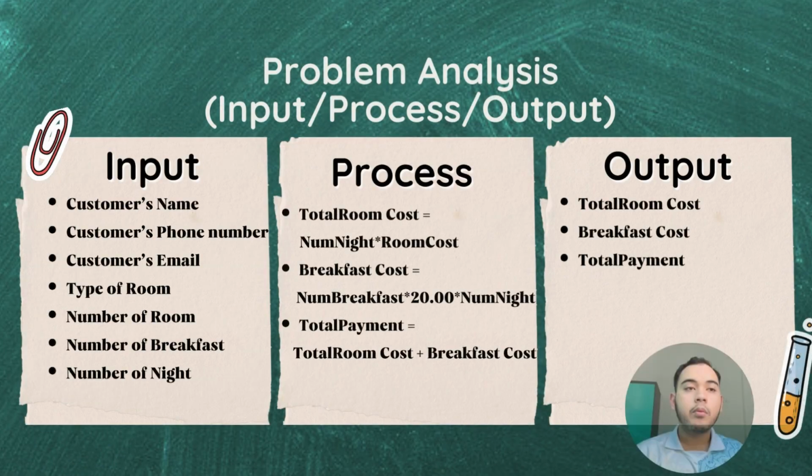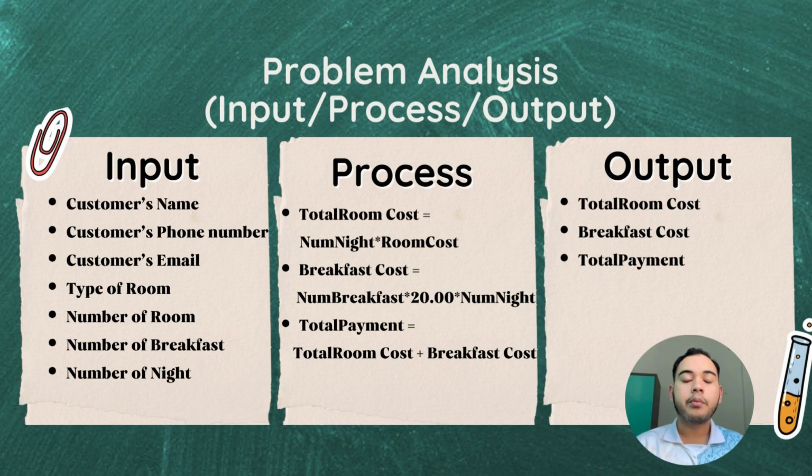So, we have three problem analysis, which are input, process and output. For the input, we have customer's name, customer's phone number, customer's email, type of room, number of breakfast and number of nights. For the process, we have total room cost equals num night multiplied with room cost. Breakfast cost equals num breakfast multiplied with 20 multiplied with num night. And for the last, total payment equals total room cost plus breakfast cost. For the output, we have total room cost, breakfast cost and total payment.